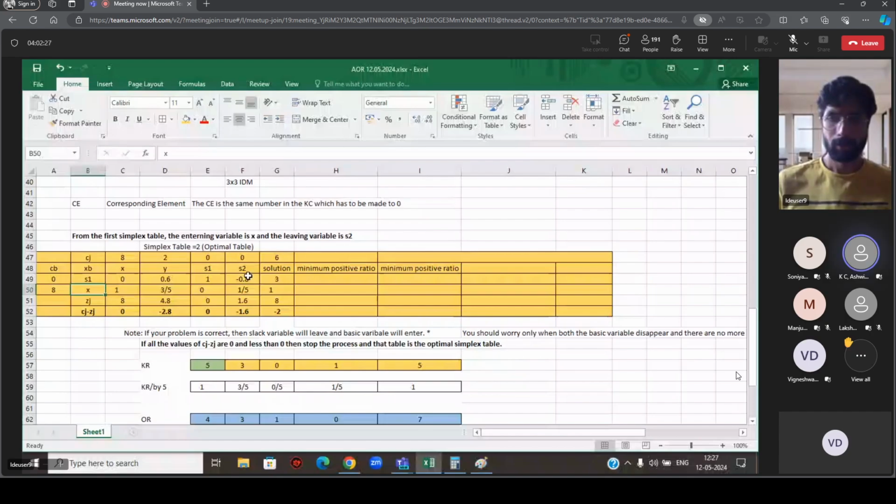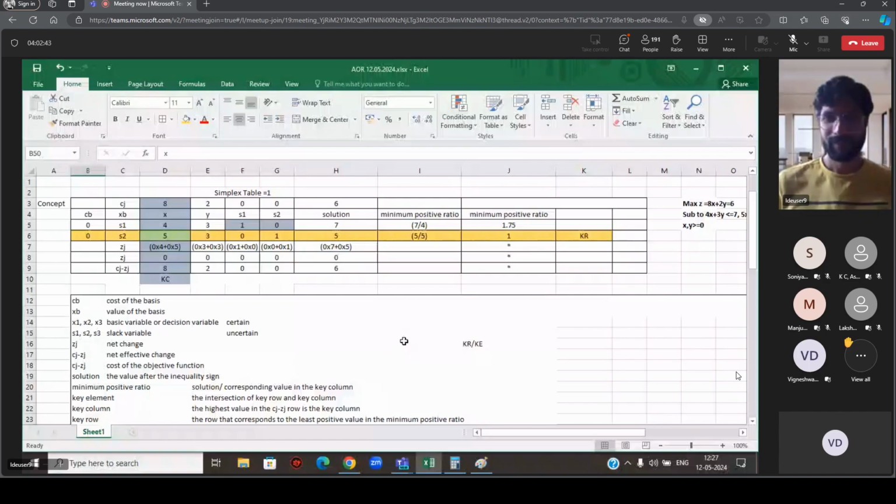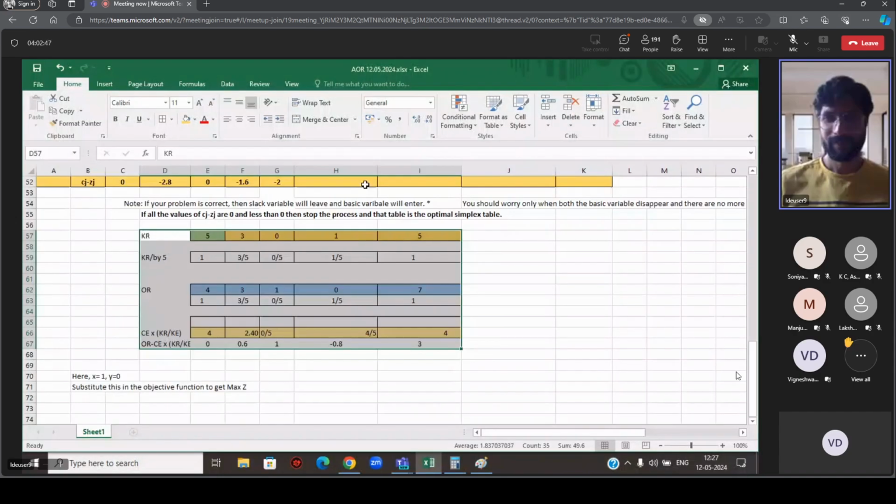Yes, sir. What about the slack one? So how did you consider 3 as the solution? You are not paying attention. Do you know these calculations here? Were you there when I was doing this calculation? Yes, indeed. Then you have no here.